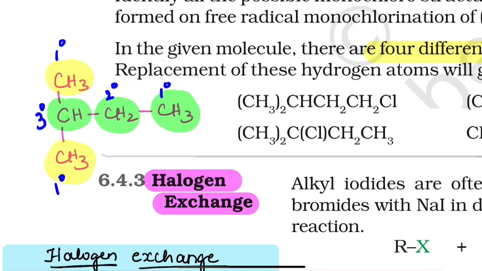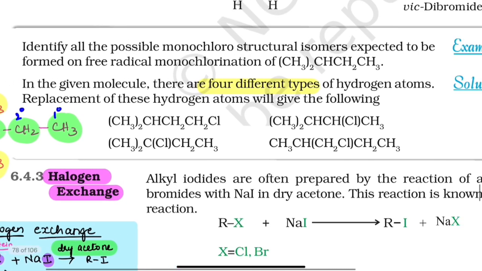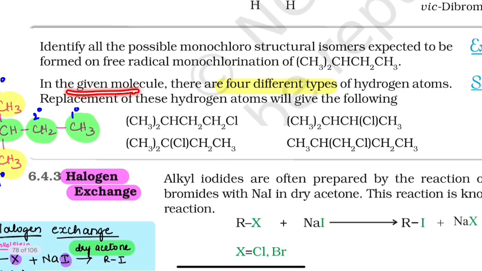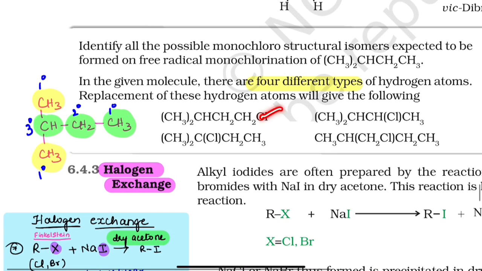So therefore the type of hydrogen atom present here: this is one type of hydrogen, this is the second type, this is third, this is fourth, and this is fourth, because these two are the same. So therefore four types of hydrogen atoms are present. If four types of hydrogen atoms are there in the given molecule, replace them and you will be getting four products. So first what I'll do is replace hydrogen here with chlorine.